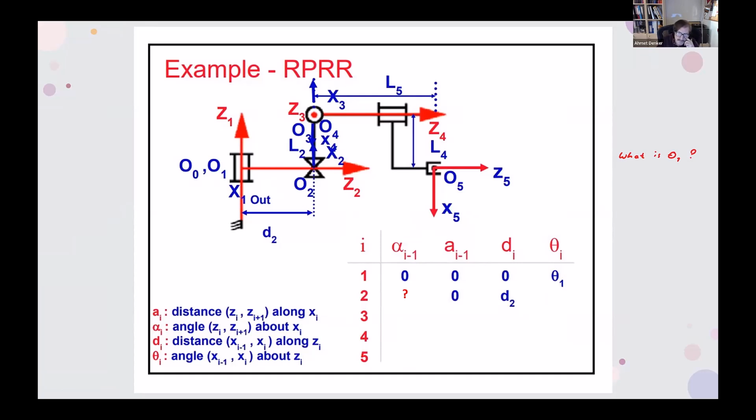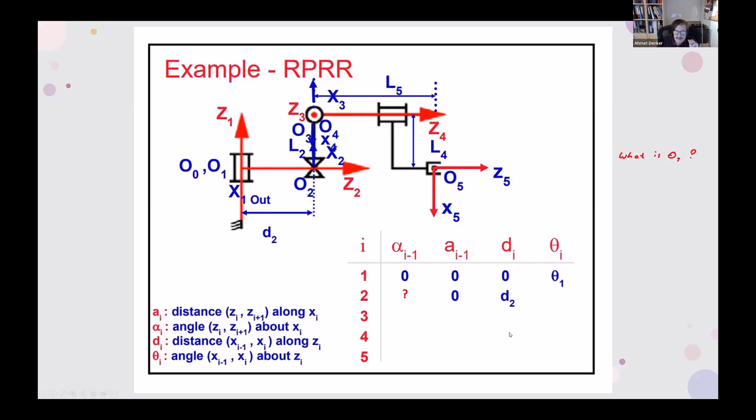Now, so far we have seen some things. We have seen that alpha and a are 0. Also, since I've got a revolute joint here, I should have a theta. And in the second one, since I've got a prismatic joint, I should have a d parameter.